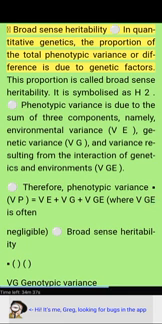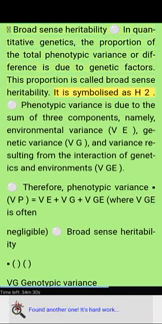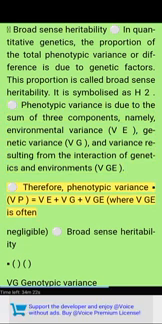Broad sense heritability. In quantitative genetics, the proportion of the total phenotypic variance that is due to differences in genetic factors is called broad sense heritability. It is symbolized as H². Phenotypic variance is due to the sum of 3 components, namely environmental variance VE, genetic variance VG, and variance resulting from the interaction of genetics and environments VGE. Therefore, phenotypic variance VP equals VE plus VG plus VGE, where VGE is often negligible.